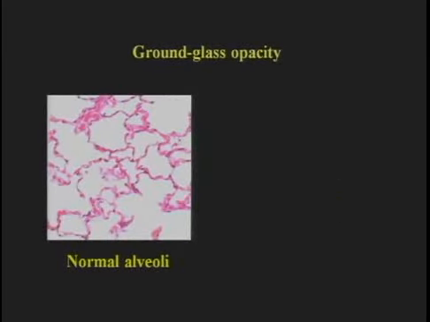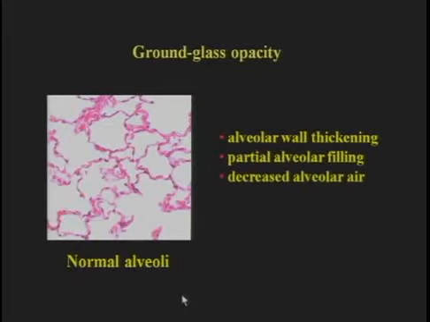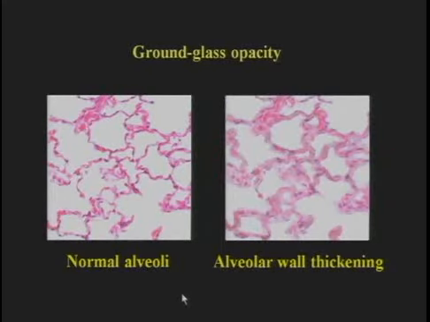Now this is an appearance of normal alveoli, and ground glass opacity may result from alveolar wall thickening, partial alveolar filling, decreased alveolar air. Each of those can result in ground glass opacity as we see it on CT. And here, courtesy of Photoshop, I have done that. Here I have thickened the alveolar walls. That will result in increased tissue within that voxel. That will appear as ground glass.